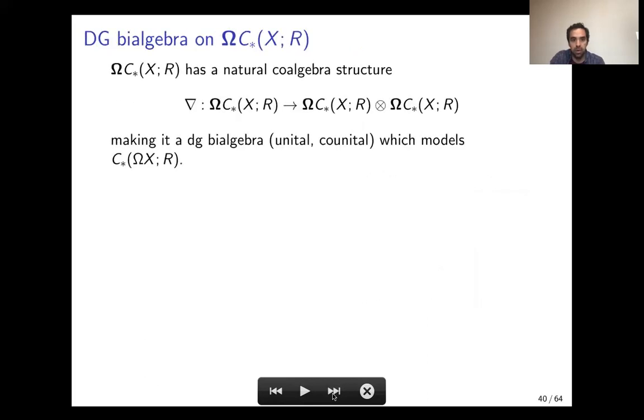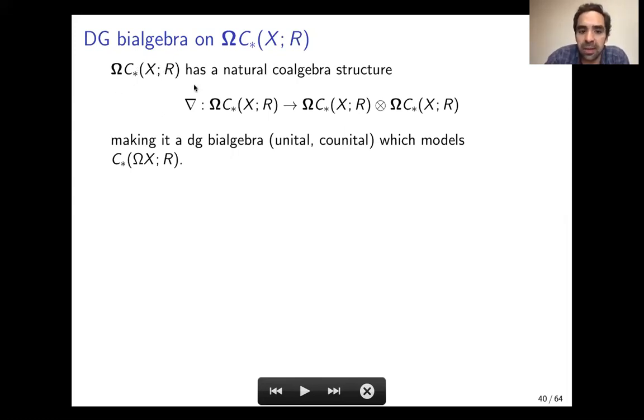Okay, so now if X is actually any simplicial set, you can consider the chains on X with coefficients in R, right? And then that's a coalgebra with the Alexander-Whitney coproduct, and you can consider its Khobar construction.